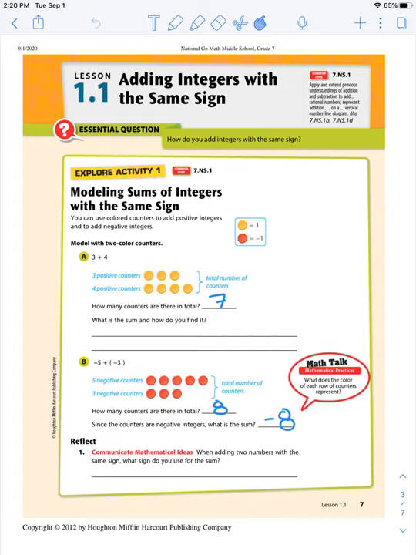So let's reflect on that. When adding two numbers with the same sign, what sign do you use for the sum? You use the sign of the numbers that you were adding. So a positive plus a positive is a positive, and a negative plus a negative is a negative.